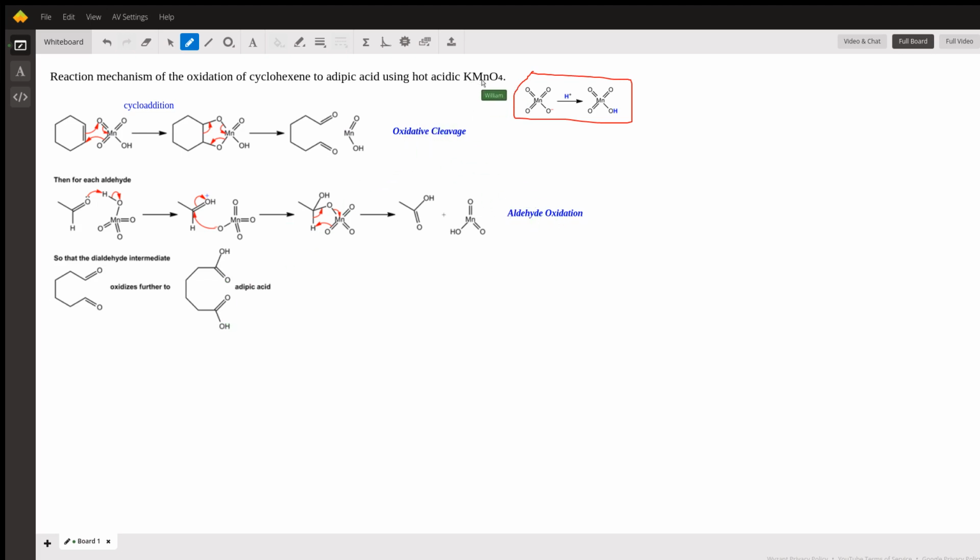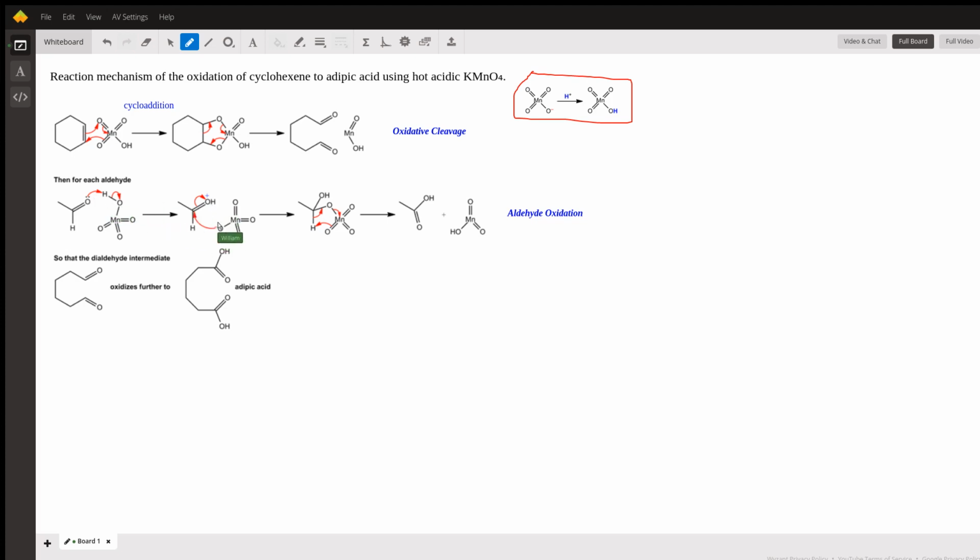Aldehydes, in the presence of an oxidizing agent like permanganate, get further oxidized. And so here, this middle mechanism may be a little bit simplified compared to what's really going on, but it covers the gist of what's happening. So if we start off with this protonated form of permanganate, we can use that as an acid to protonate the oxygen of the aldehyde. That makes it more reactive towards nucleophilic attack. And then the minus charge that we put on this oxygen makes that oxygen a better nucleophile.